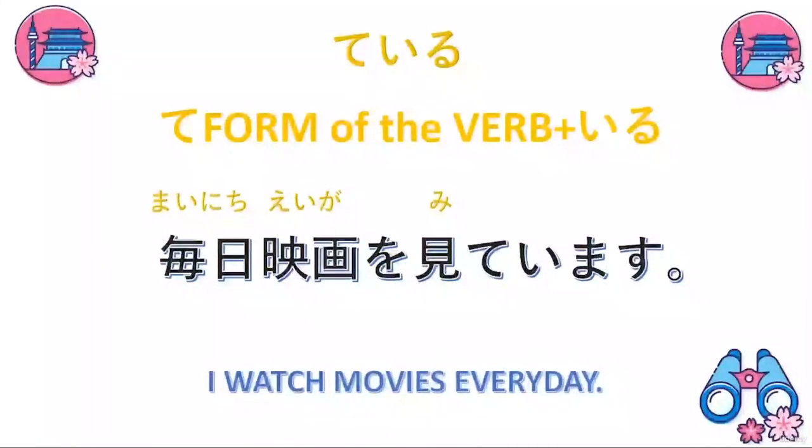Now if we're talking about habits, what we're doing every day, for example, 毎日映画を見ています. Then we can also use ている form. 毎日, every day, 映画を, movie, I watch. So I watch movies every day.